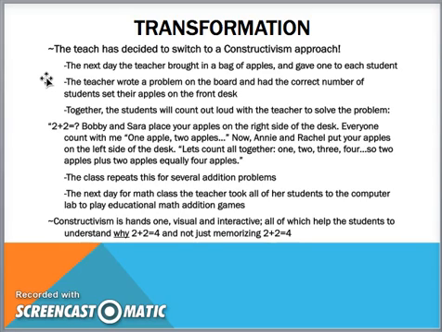The next day for math class, the teacher took all of her students to the computer lab to play educational math addition games, also using pictures and other things that are hands-on and visual to help them understand the why and create their own knowledge. Constructivism is hands-on, visual, and interactive, all of which help the students to understand why 2 plus 2 equals 4, and not just memorize 2 plus 2 equals 4.